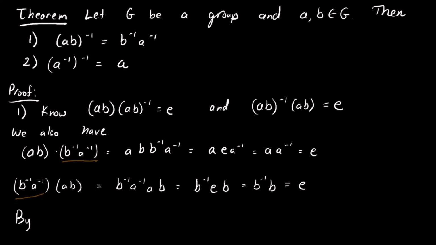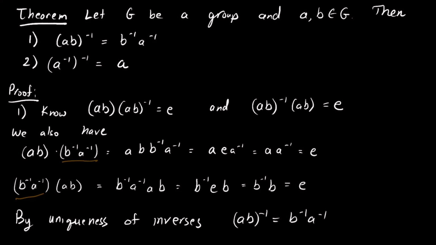So I could say by uniqueness of inverses, right, AB is only allowed to have one inverse. So by uniqueness of inverses, it must be the case that the inverse of AB is equal to B inverse times A inverse. So that proves 1. I'm using the fact that I just proved, consequence 2, the fact that inverses are unique. Therefore, these two have to be equal.